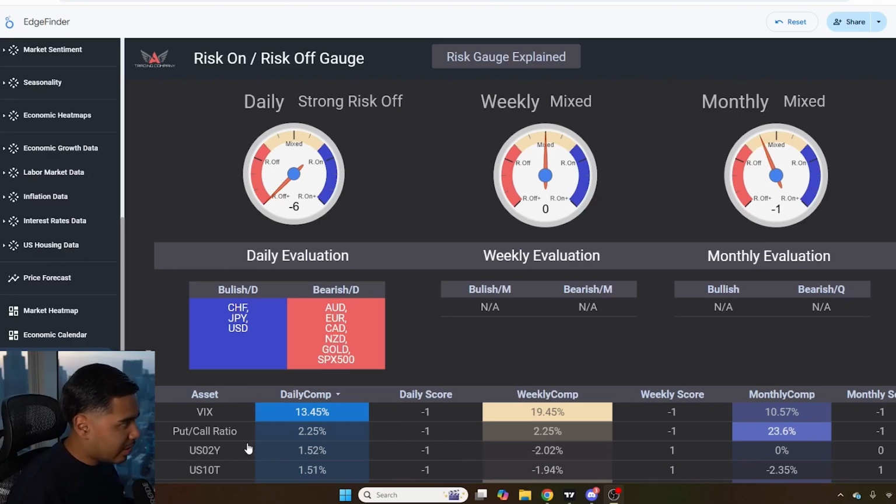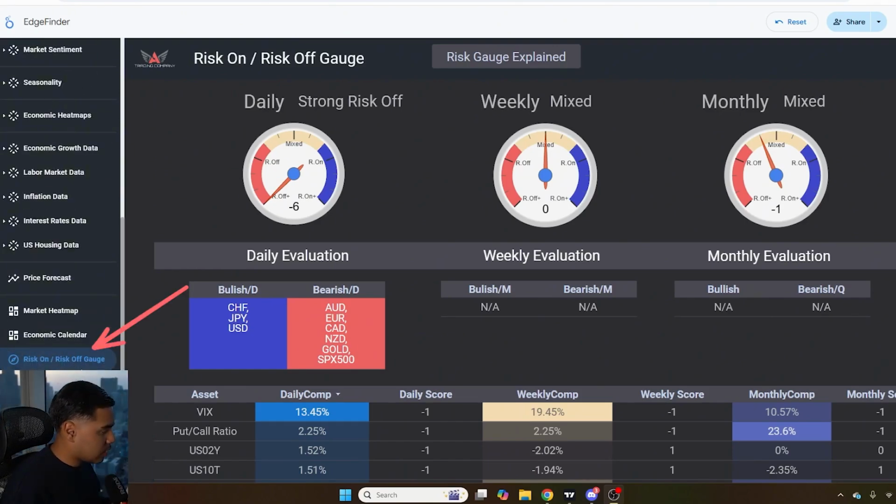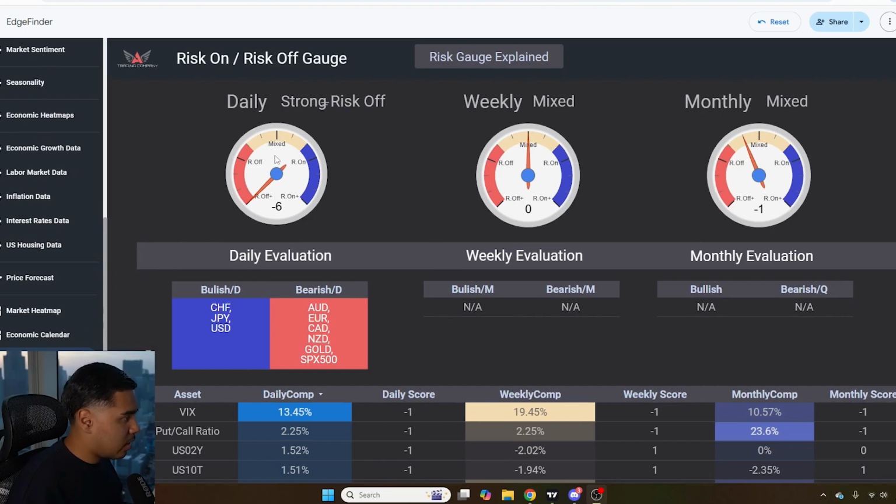So looking at the Edge Finder here, there's actually a tab that shows you which way we're currently at. In the Edge Finder, if you go down here to the risk on risk off gauge, you can see on the daily right here which environment we're in. It's showing right now risk off, and it also shows you which assets perform really well in these situations.